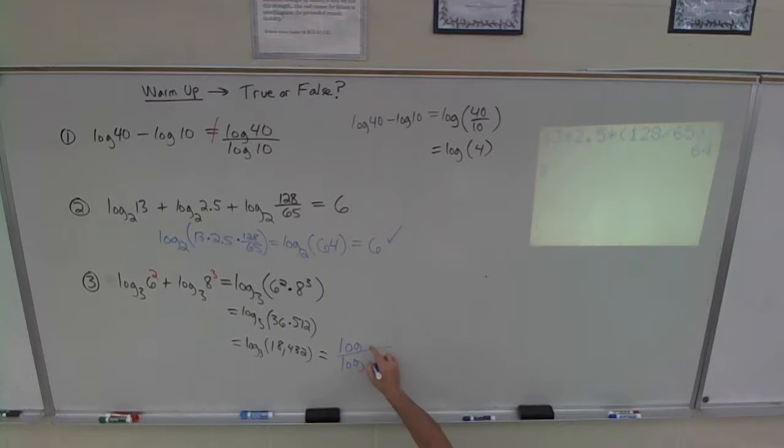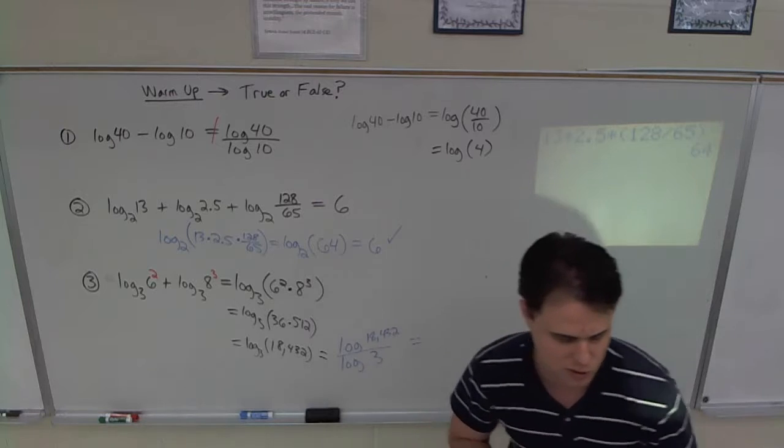So I go log, log, and where's the 3 go? On top or on bottom? The 3 is what I don't want, so I'm going to divide it out. That's how I remember it. If you want to remember it some other way, great, but that's my suggestion to you.